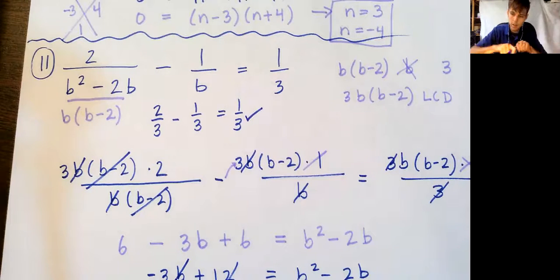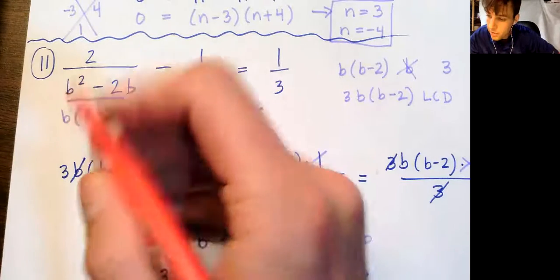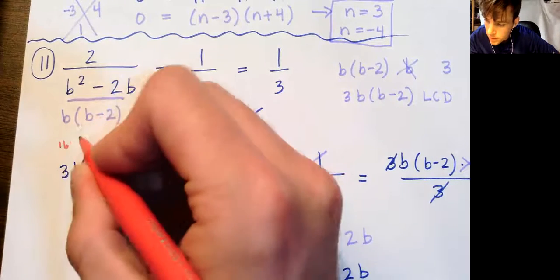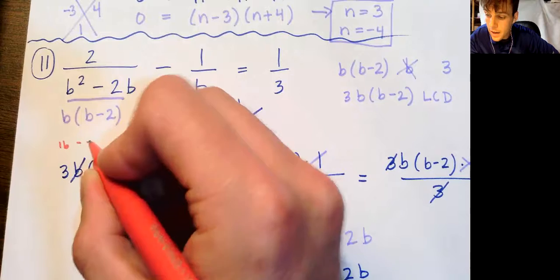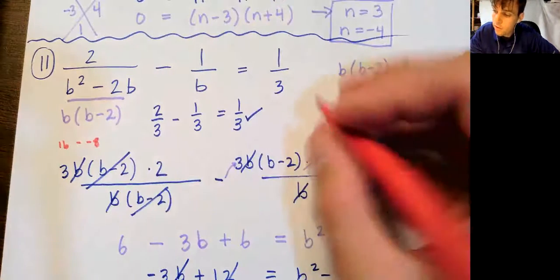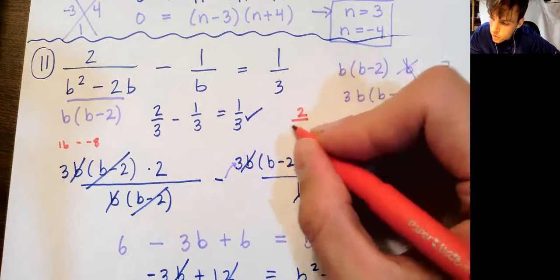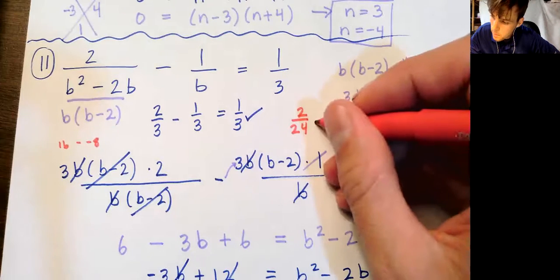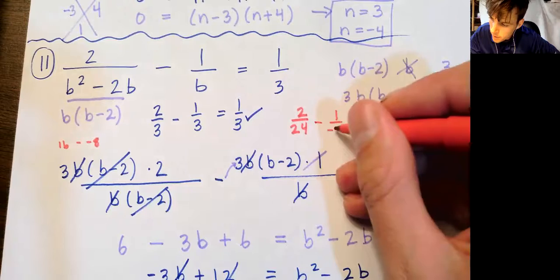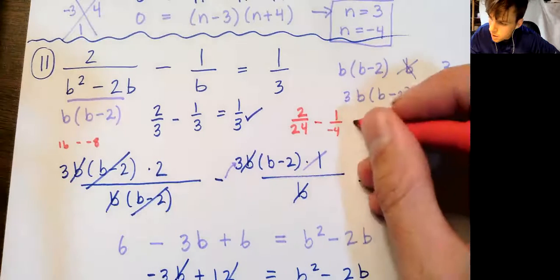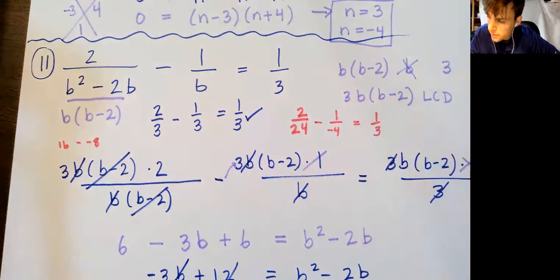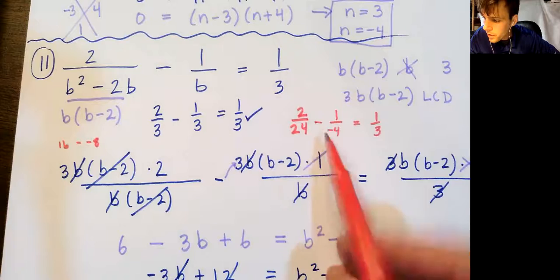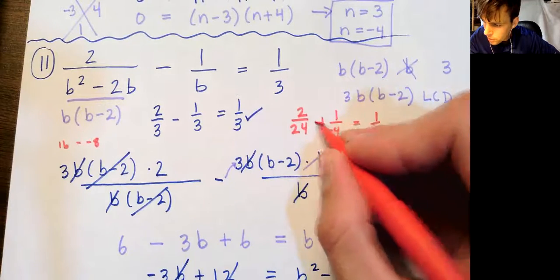Second solution, we are plugging in -4. So -4 squared is 16 minus a -8. So that's going to be 24. So we have 2 over 24 minus 1 over minus 4 equals 1/3. Okay. That's really just, we can change that to plus 1/4.